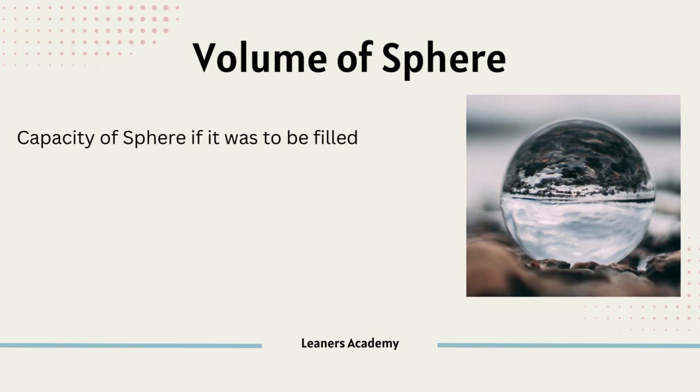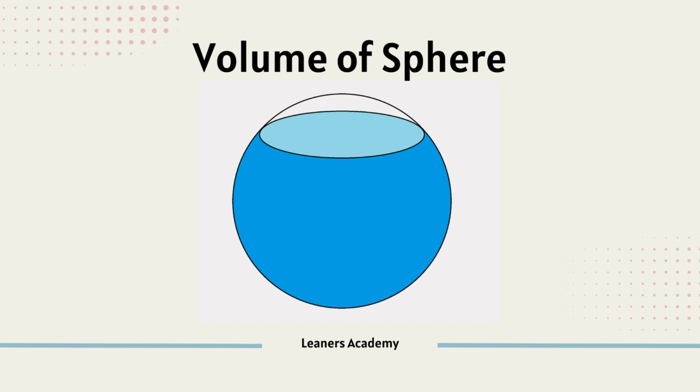Now let's find its volume. The volume tells us how much space the sphere occupies. Imagine filling a ball with water. How much water can you fit inside? To find that, we use the volume formula for a sphere.